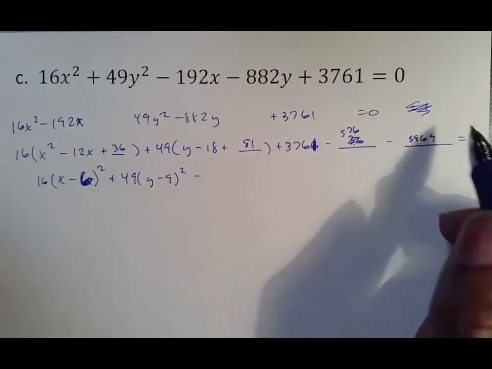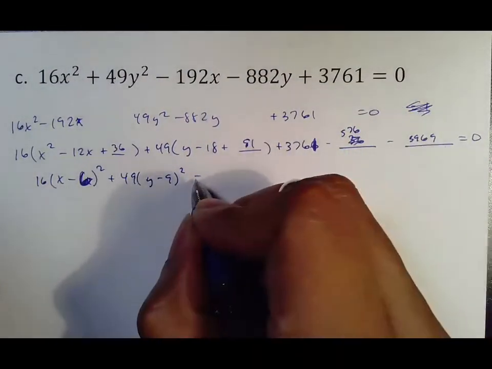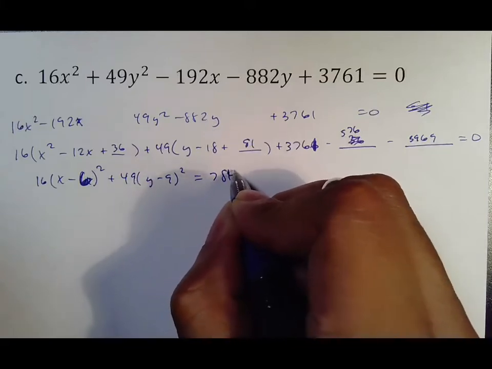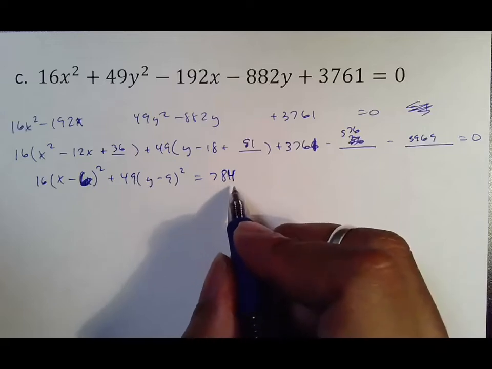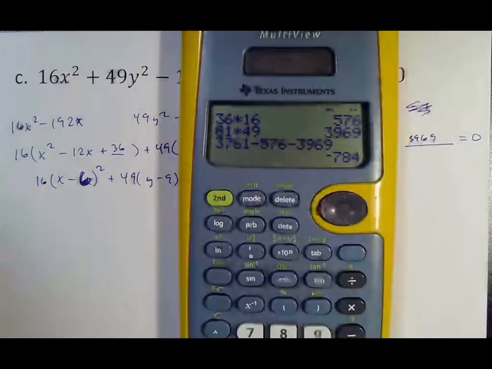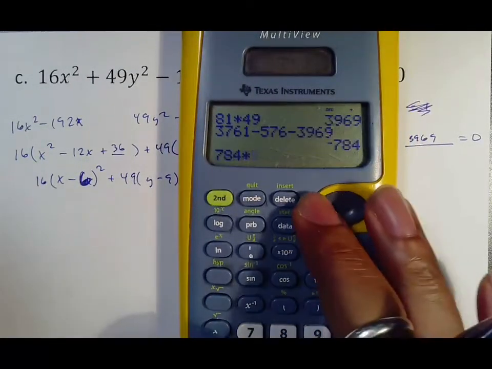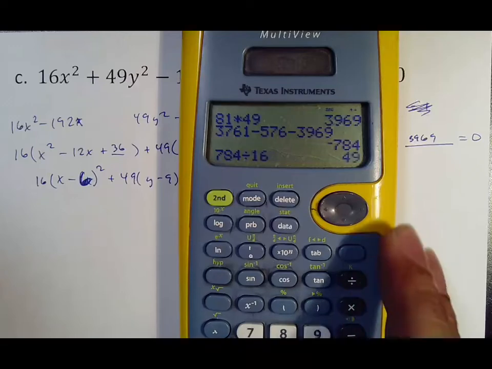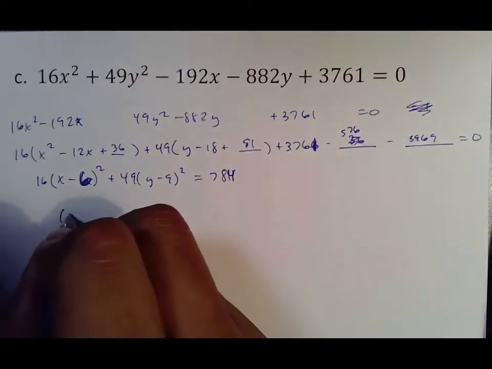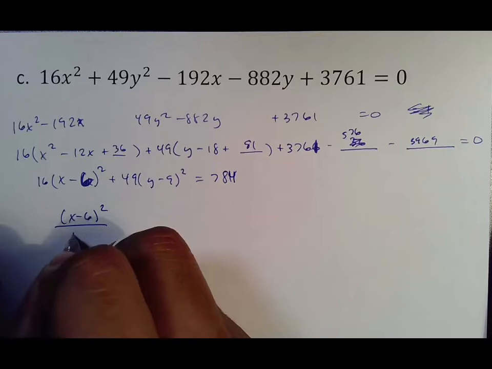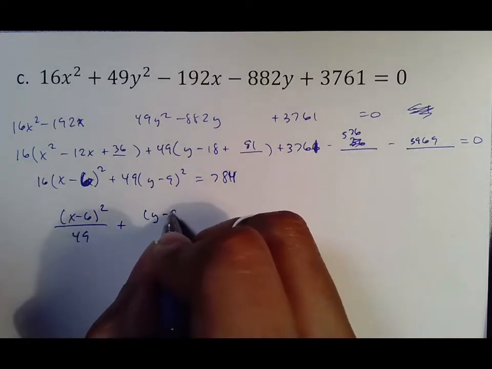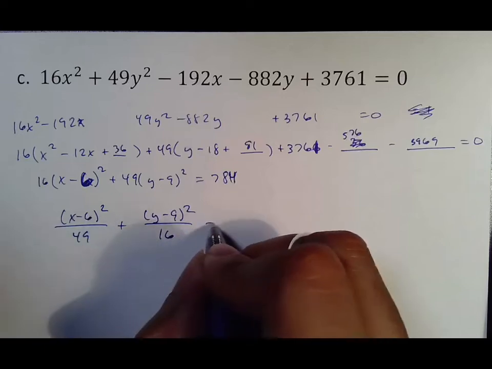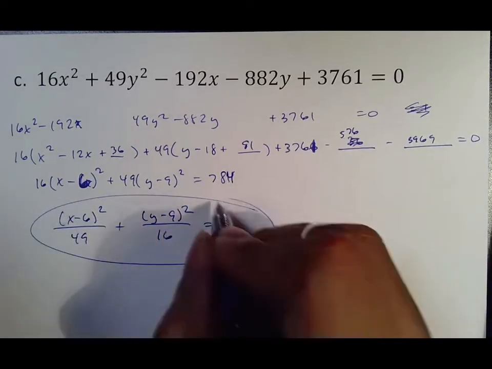Actually, because I've worked with this, I know it's going to equal 784, and in the end I'm going to divide everything by 784, so I don't need to write it. I'm just going to do 784 divided by 16 to realize it's going to be 49. So it's going to be x minus 6 squared over 49 plus, noticing how that works, y minus 9 squared over 16 equals 1, and that is it.